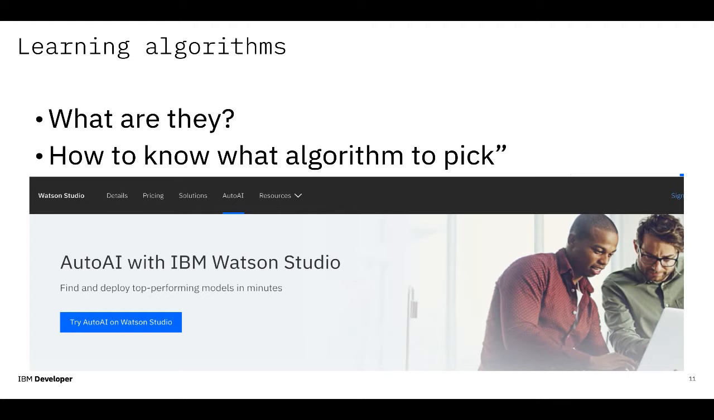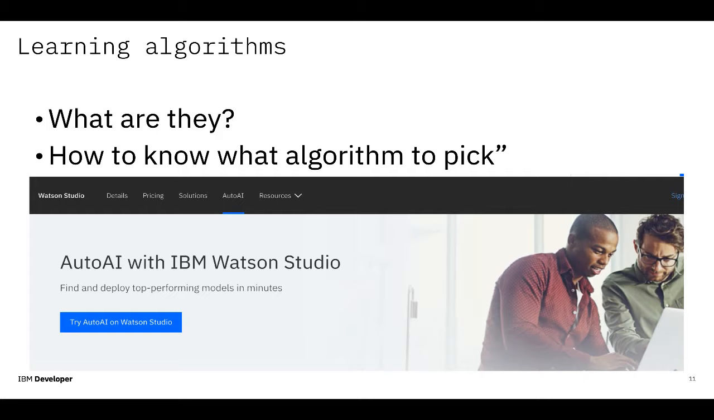So what we'll be going over is a tool called AutoAI on Watson Studio. This actually chooses the correct machine learning algorithm for you. So this really simplifies the process. Although we will go into a little bit about how to pick an algorithm, this will really show you how to do this easily.